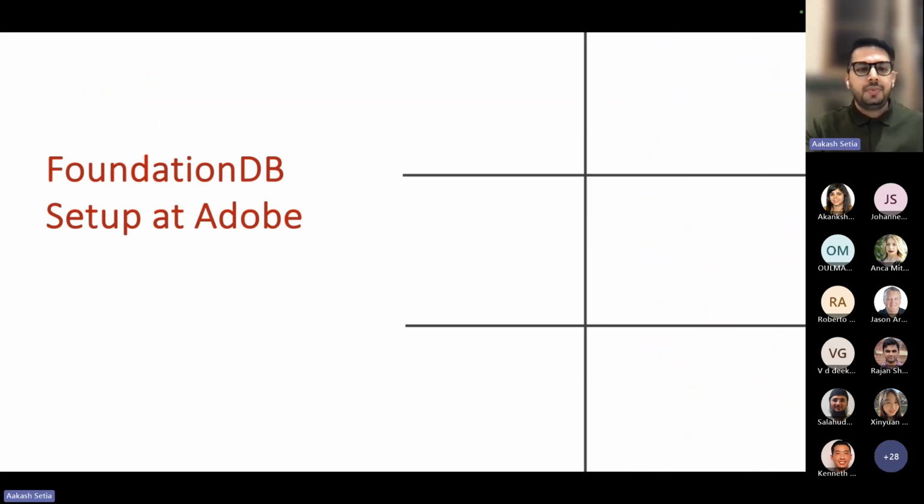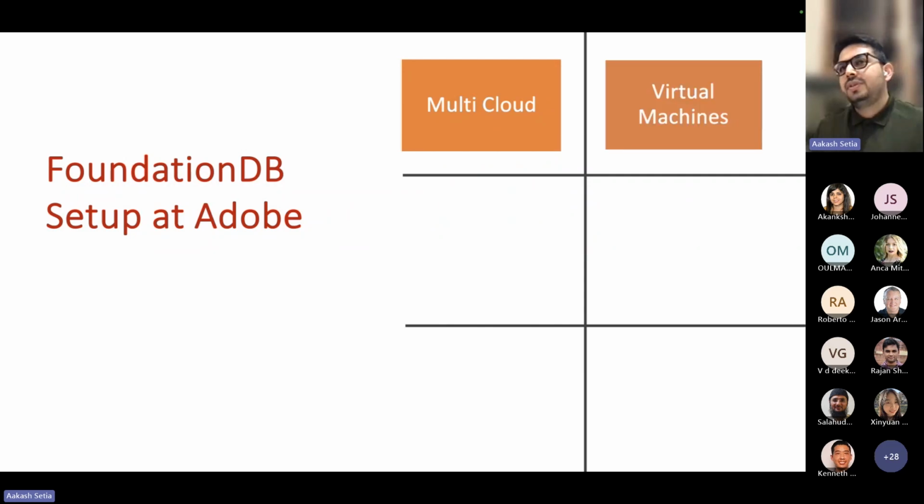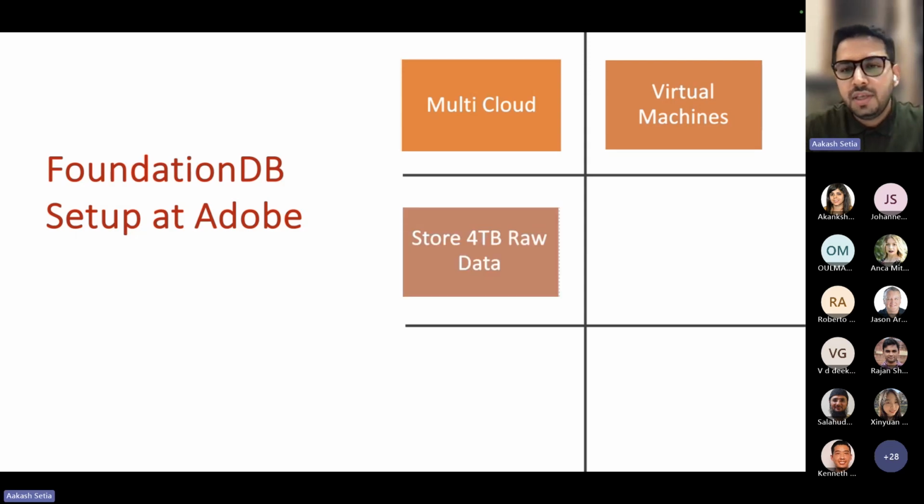So starting with the setup at Adobe. We have a multi-cloud setup. We are in multiple clouds for FoundationDB cluster. We have clusters in different clouds, and we are using virtual machines. All our FoundationDB production clusters are right now using virtual machines. In some of the dev environments, we are exploring FoundationDB operator. But for now, all the production clusters are using virtual machines and are running fine. Each of our virtual machine cluster has the capacity to store around 4 TB of raw data.